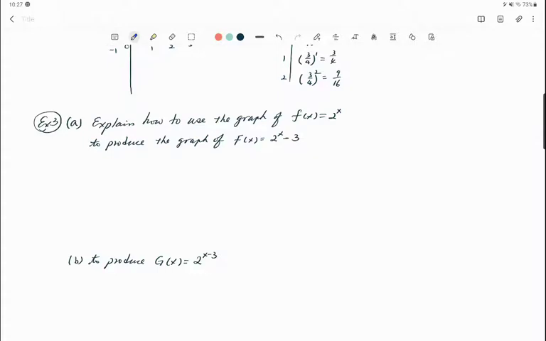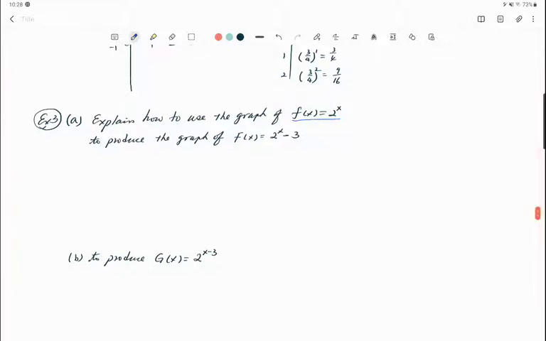Okay, next. Explain how to use the graph of f of x equals 2 to the x, an exponential function, right? It's increasing. To produce the graph of 2 to the x minus 3. Do you remember the transformation? So we're going to translate the graph of 2 to the x 3 units down, right?